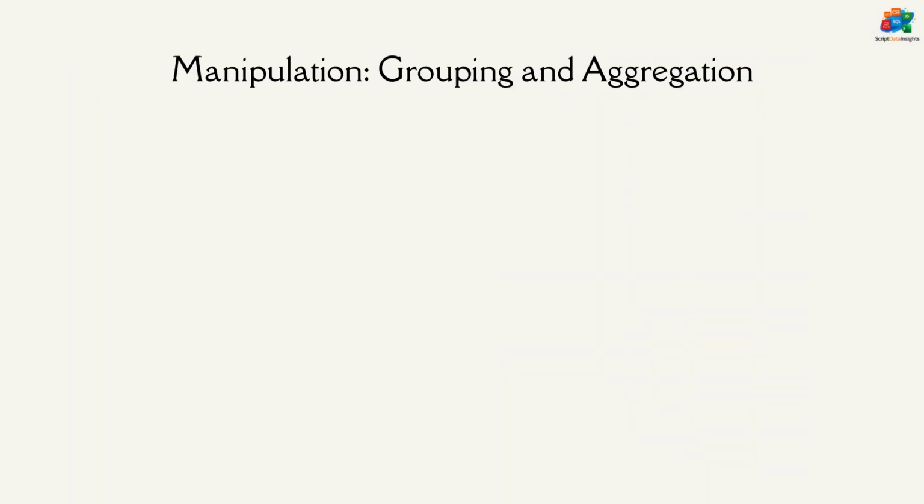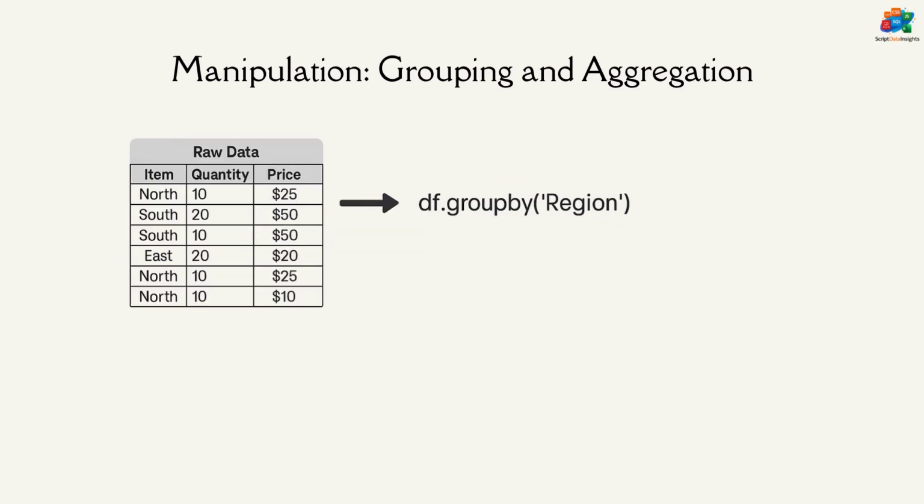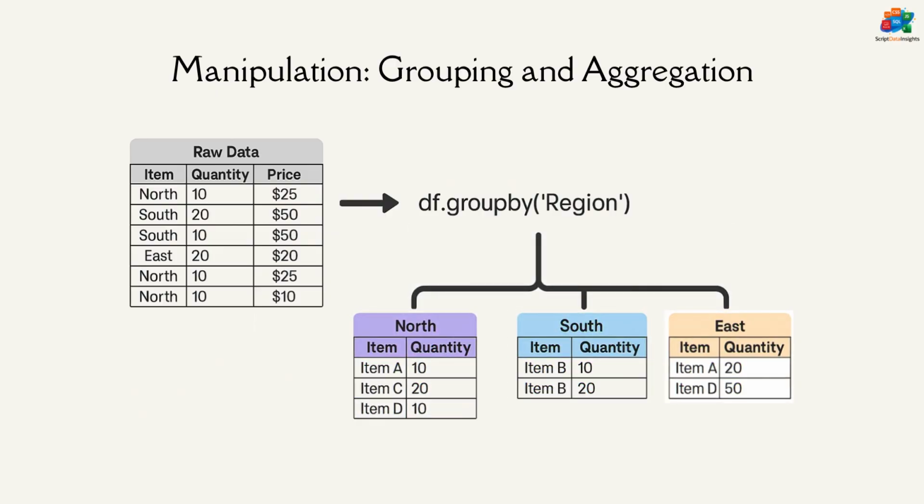Once your data is clean, you can perform manipulation, grouping and aggregation. This technique is the cornerstone of business intelligence. The df.groupby(column_name) method lets you split the data into groups based on a categorical column, for example, grouping by region. You can then perform an aggregate function, such as summing the quantity for each group, to extract key summary insights.